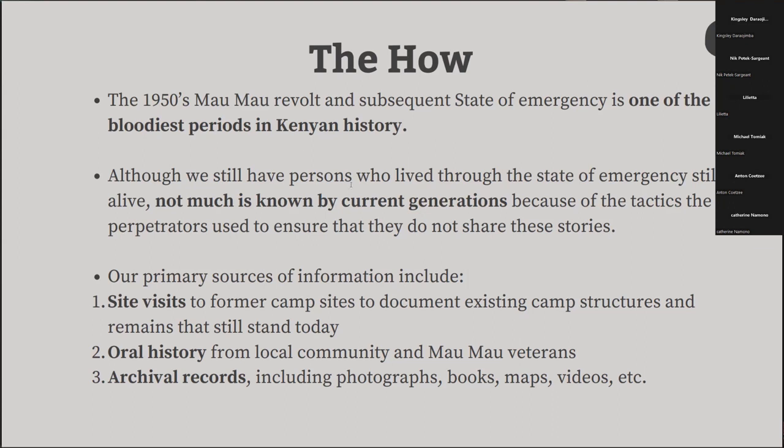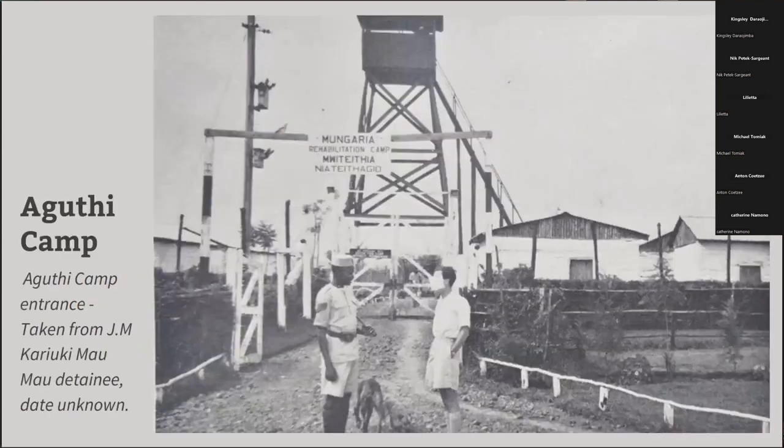So in order to get these histories, because they do not exist in our national archives, we got the primary sources of information from three places. So we did site visits, then we had oral history interviews, and then we looked at archival records, which weren't a lot. And I'll give you an example of one of the camps. It's called the Agudhie camp. This is one of the photos that we found. It was taken by JM Karaoke, who was a Mau Mau detainee.